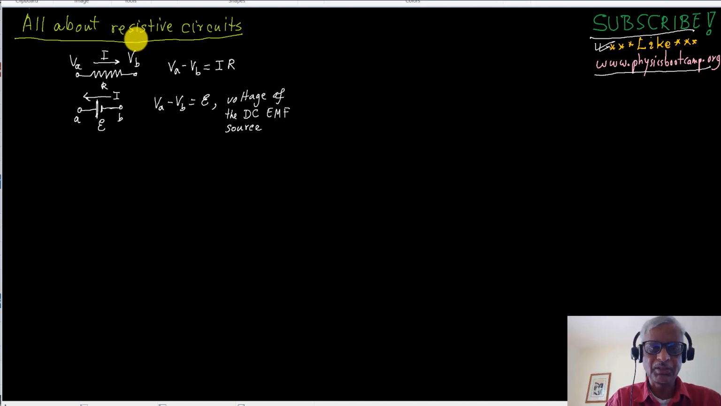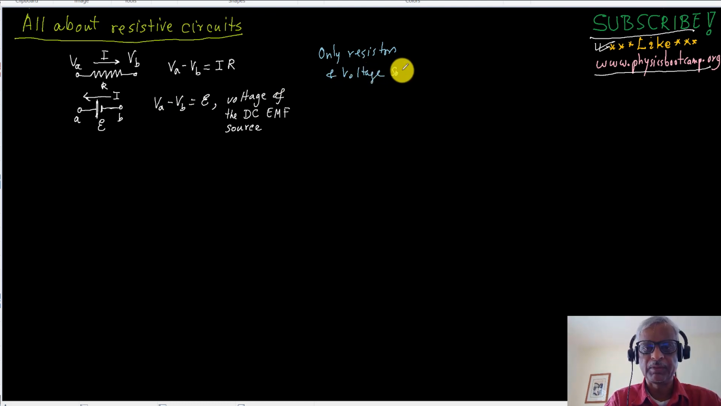A resistive circuit is a circuit in which you only have resistors and voltage sources, okay? Voltage sources or current sources. So you only have resistors, and we'll just call it voltage sources. And often these voltage sources are direct current voltage sources.